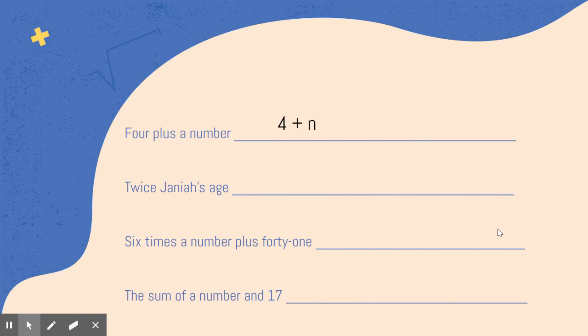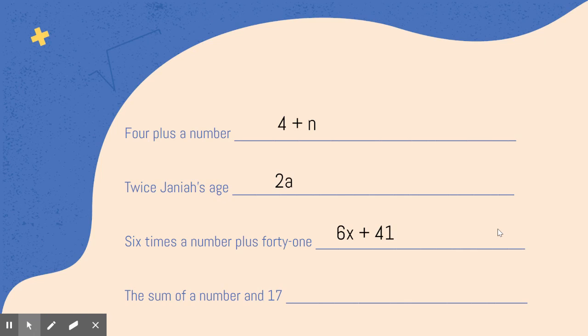So twice Jania's age. Well, twice indicates multiplication, and it's 2 times. Jania knows her own age, but for our purposes, we don't. So again, we're going to represent her age with a variable. So I used A for age, so 2A. 6 times a number plus 41. Well, again, we don't know what the number is, so we're going to use a variable. I use the variable x, so you're going to write 6x, the addition sign, and then the number 41.